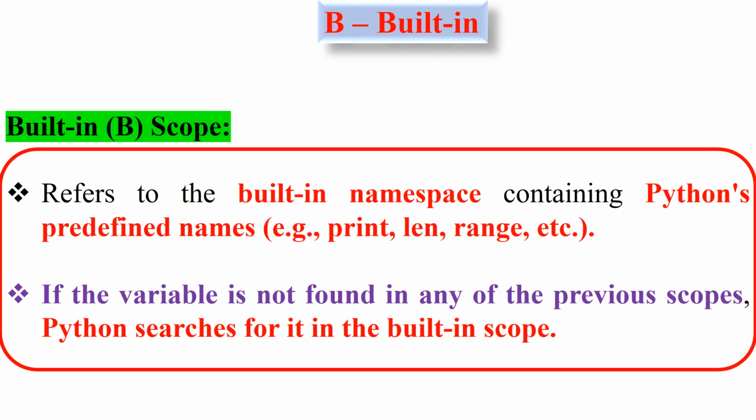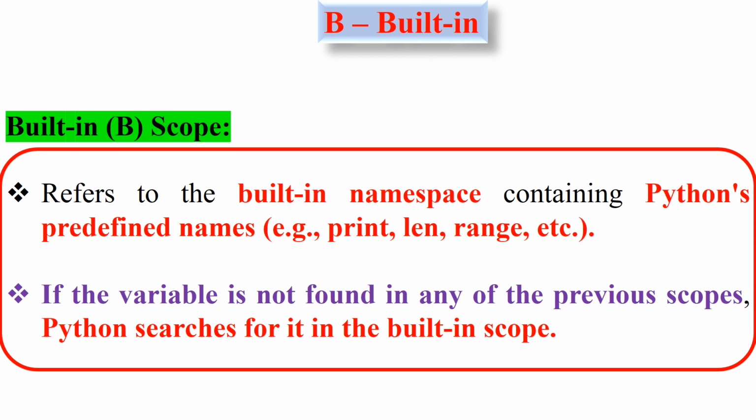In LEGB rule, B stands for built-in. Built-in scope refers to the built-in namespace containing Python's predefined names, for example, print, len, range, etc. If the variable is not found in any of the previous scopes, Python searches for it in the built-in scope.